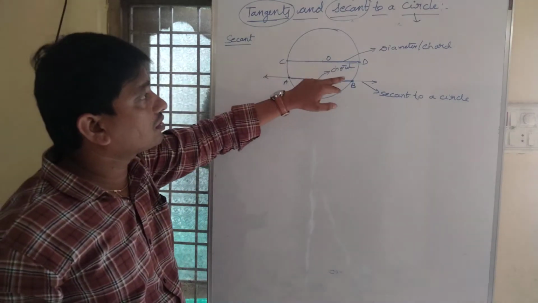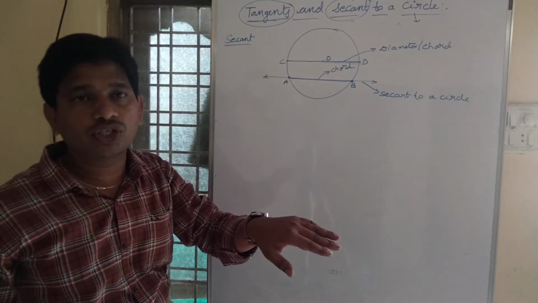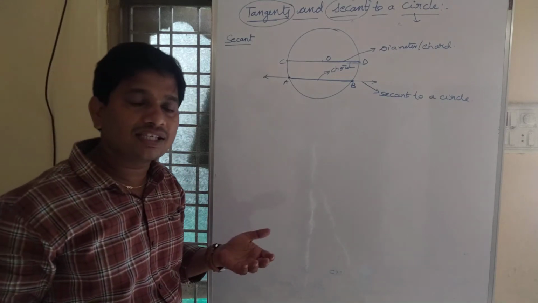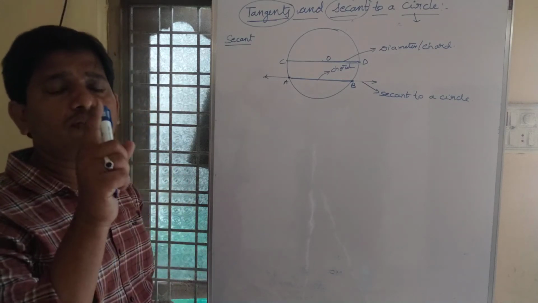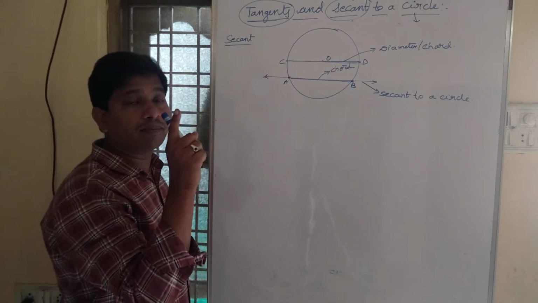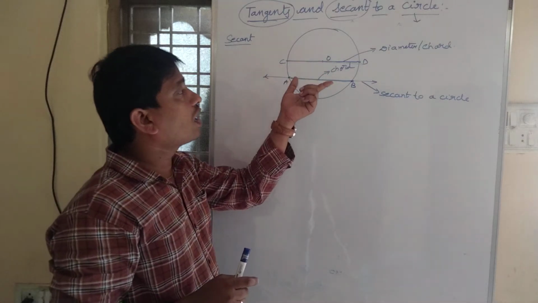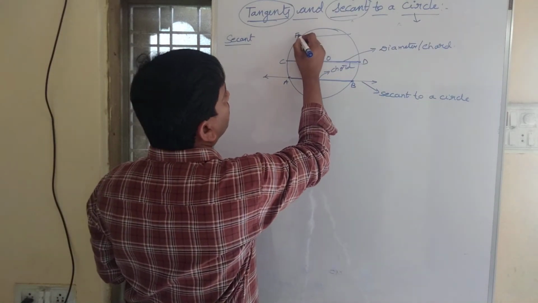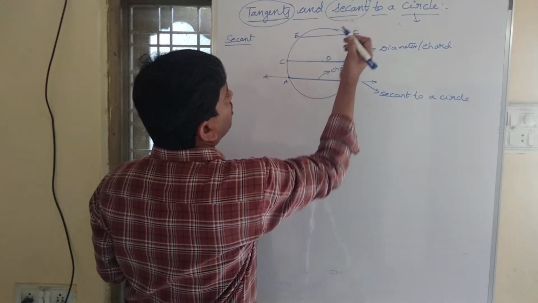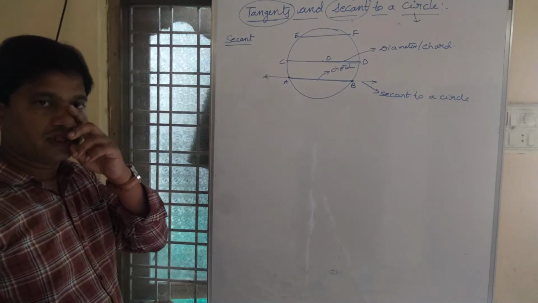Here CD is a diameter as well as a chord, because it is a line segment that joins any 2 points on a circle, and the longest chord of a circle is called the diameter. Diameter is the longest chord of a circle. Okay, for example, EF is also a chord, right?